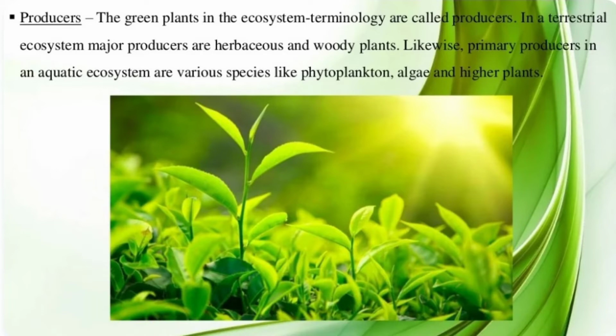This part of the solar energy is converted by the green plants into food or chemical energy, of which a large part is spent by the plants through respiration. The green plants in ecosystem terminology are called producers. In a terrestrial ecosystem, major producers are herbaceous and woody plants. Likewise, primary producers in an aquatic ecosystem are various species like phytoplankton, algae, and higher plants.